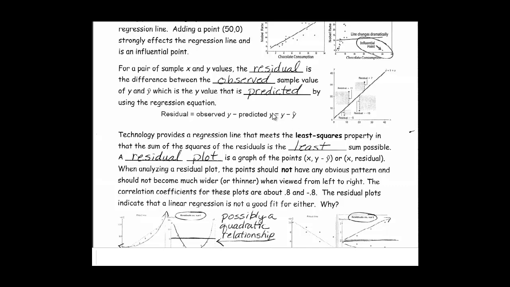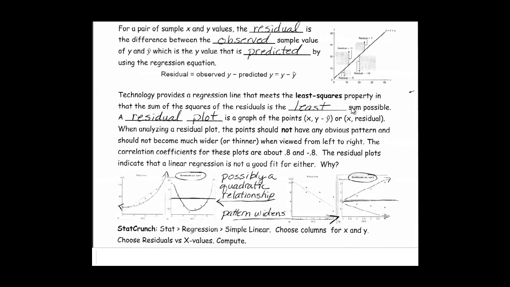So technology, in this case StatCrunch, is going to provide a regression line that meets the least squares property, and that the sum of the squares of the residuals is the least sum possible. So again, they do that squaring thing because sometimes some of these points are below and it'd be a negative difference, and some are above and it's going to be positive. So again, we square and sum and we come up with this least squares property.